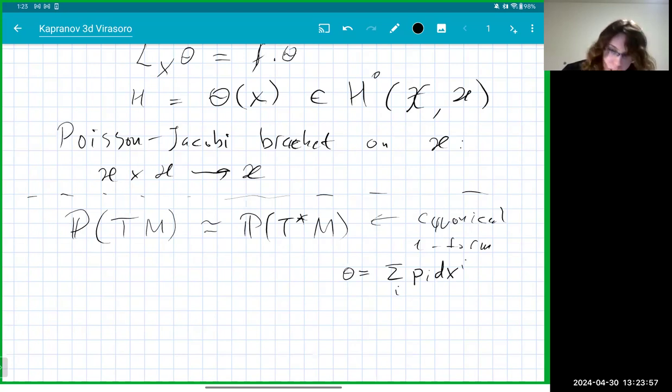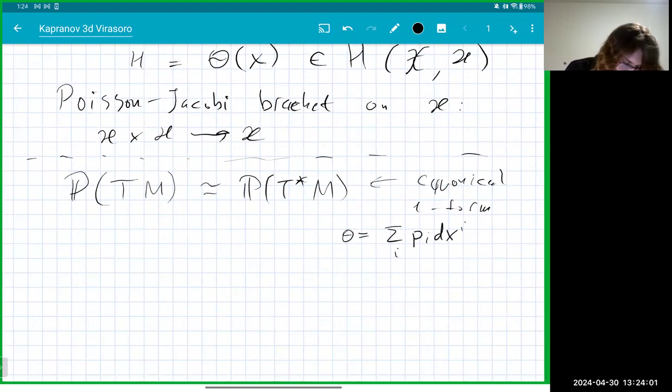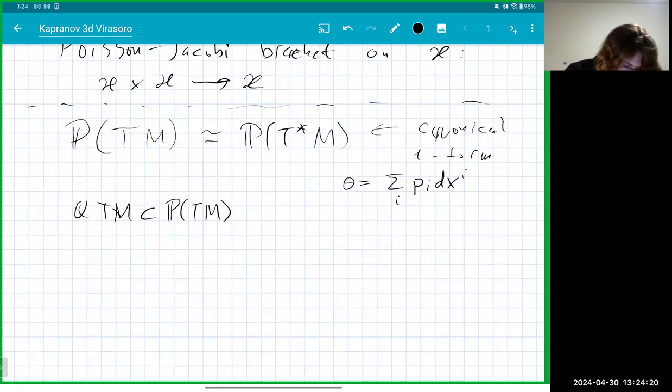And then we perform our contact reduction with respect to the null geodesics, with respect to the equation along the hypersurface determined by the equation cutting out QTM inside PTM. This means that our space L of M will carry a canonical contact structure.